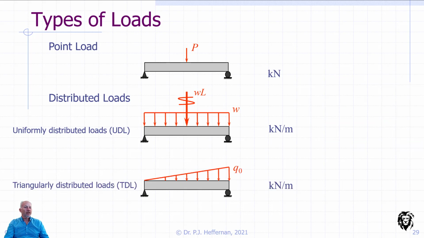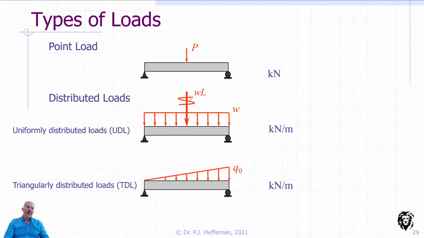Then we have a triangular distributed load. Here we're going to get a load of linear variability. So it's going to vary from 0 at one end to an intensity Q sub naught at the fat end, or the blunt end, and so it forms the shape of a triangle. Triangular distributed load, again, kilonewtons per meter, but that is the intensity at the blunt end, obviously varying linearly down to 0 at the other end.